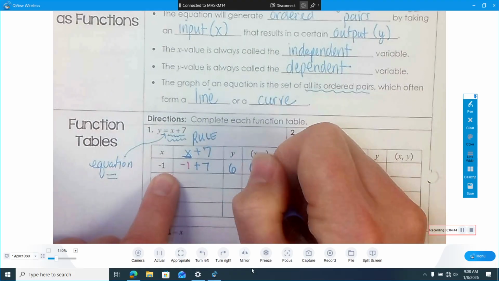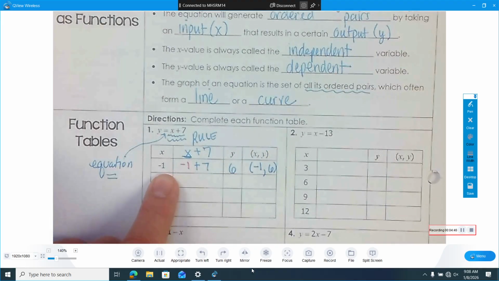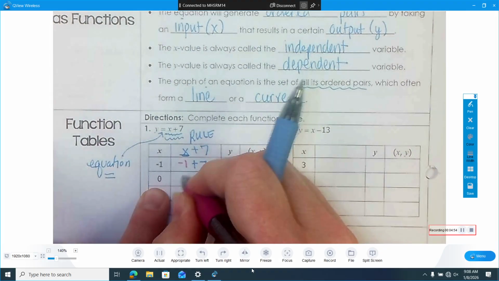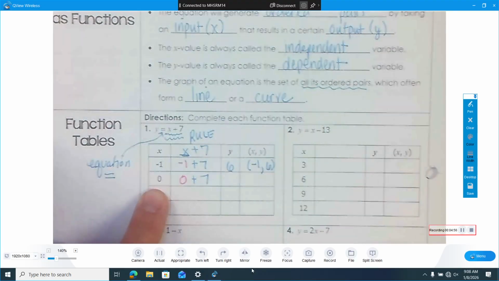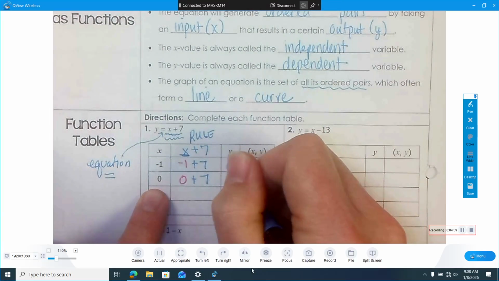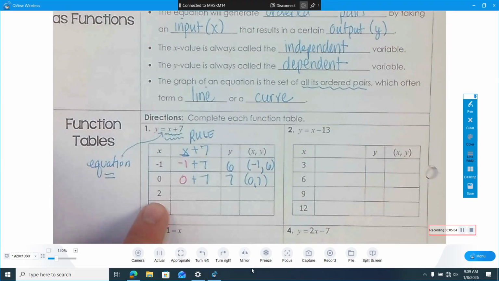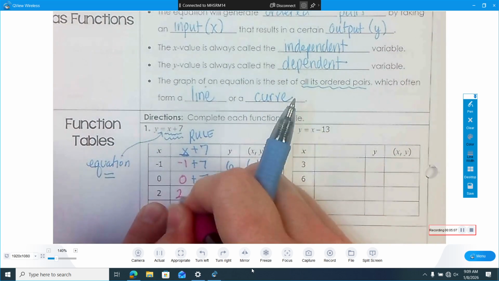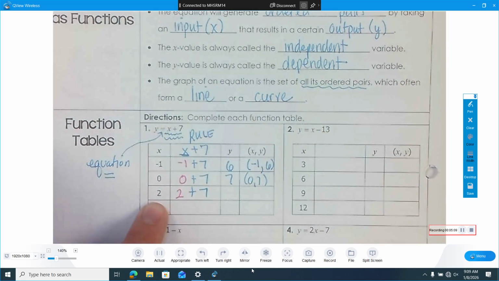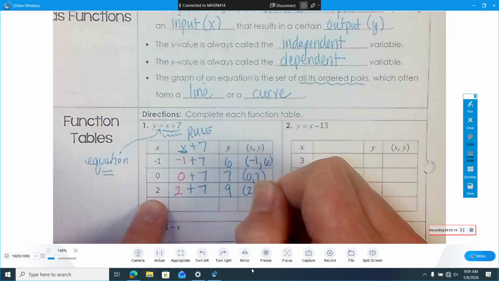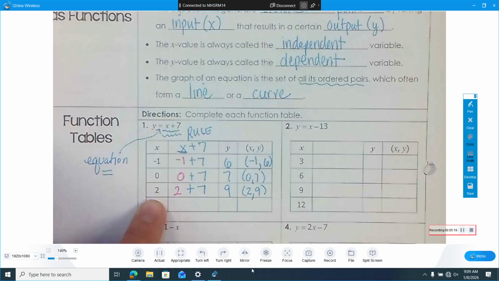And then what we just created was an xy ordered pair. So our ordered pair is -1, 6, and we can use that to graph it, which we'll do in a little bit. What are we going to plug in now? Yeah, so we're going to do a 0 and then add 7. What is 0 plus 7? 7. What's our ordered pair? 0, 7. All right, what are we going to plug in now? A 2. Instead of the x, we plug in a 2, and we're going to add 7. And what do we get? 9. Beautiful. What's our ordered pair? 2, 9. Yep.